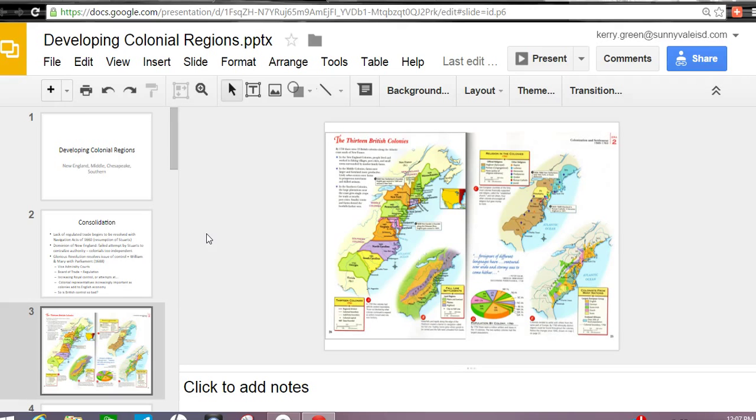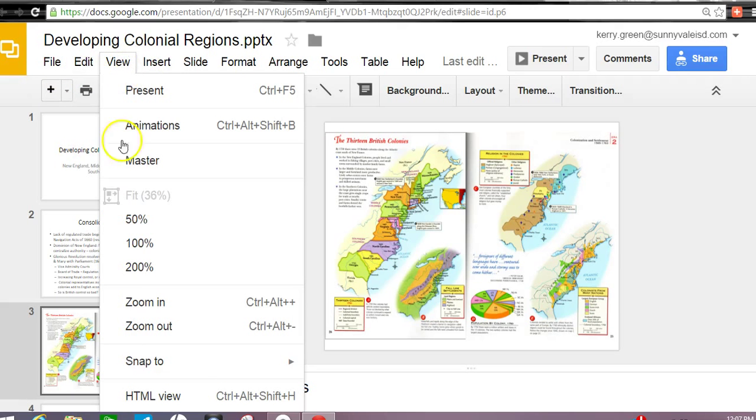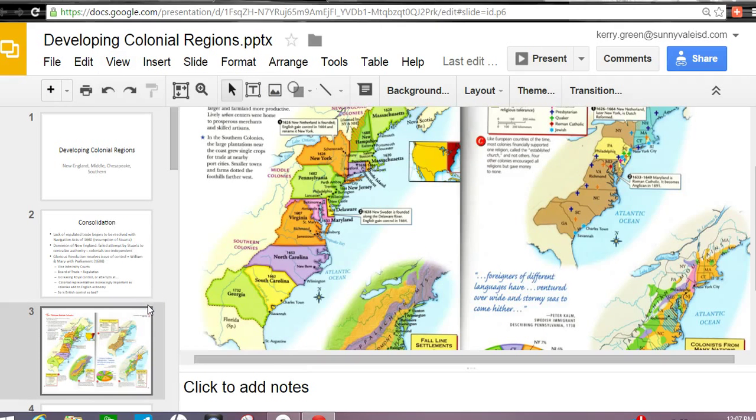I'm still looking for my stinking magnifying glass. Zoom in. There we go. Control Alt plus. That would be why. There we go. Thank you. Okay. Sorry.